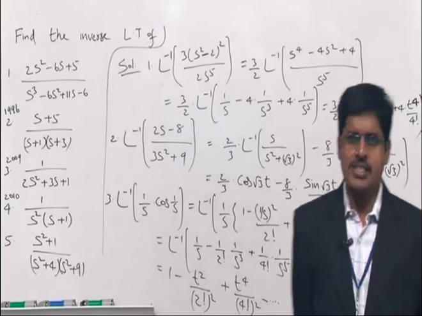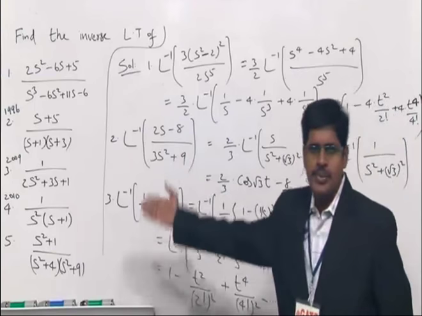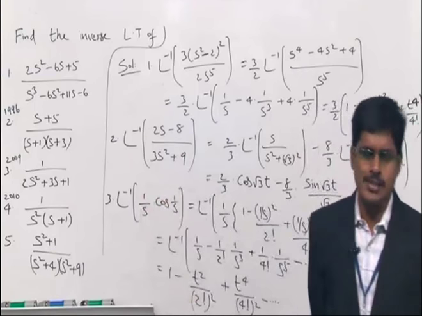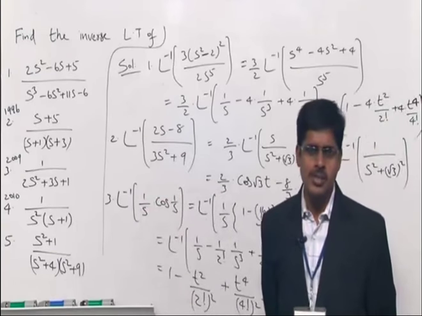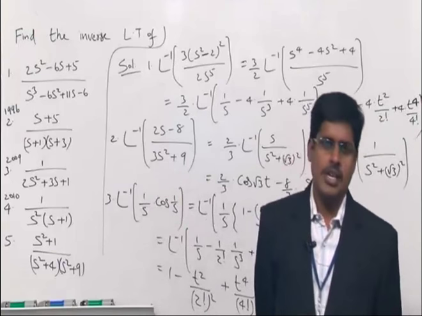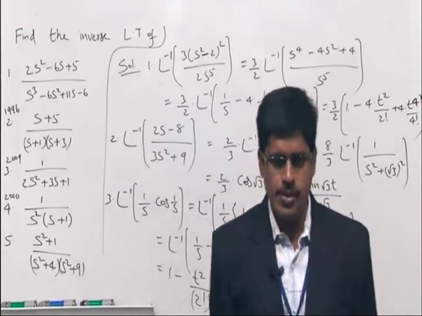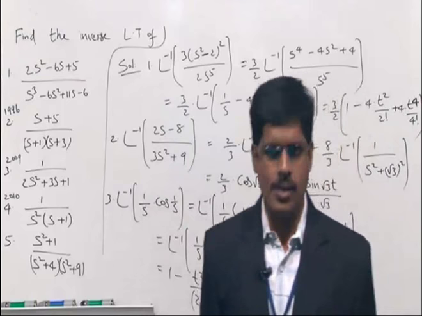Suppose a linear factor is repeated, as in the fourth problem, s². s² can be written as s times s, so s is repeated 2 times. In such cases the partial fraction is A over s plus B over s². Similarly, if it is s³, then C over s³, and so on.